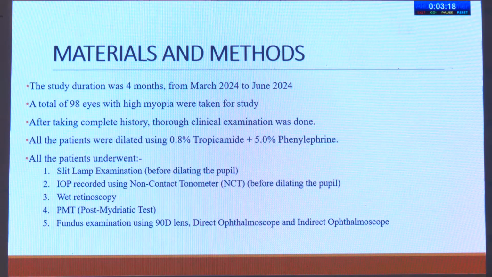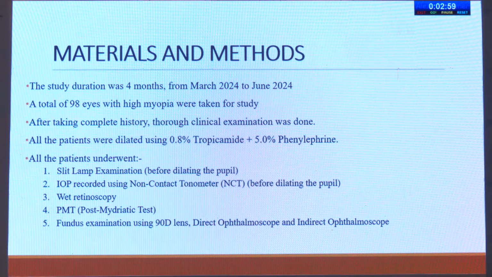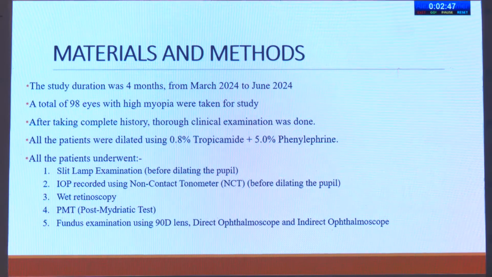In the material and methods, the study duration was 4 months from March 2004 to June 2004 with a total of 98 eyes. After taking history, the patients were dilated using 0.8% tropicamide with 5% phenylephrine. All patients underwent slit lamp examination before dilating the pupil. IOP was recorded using NCT, wet retinoscopy was done after dilating the patient with PMT, and fundus examination was done using a 90D lens, direct ophthalmoscopy and indirect ophthalmoscopy.